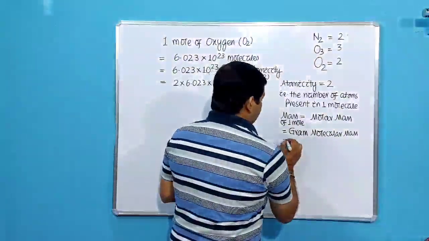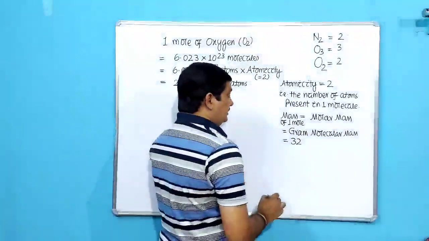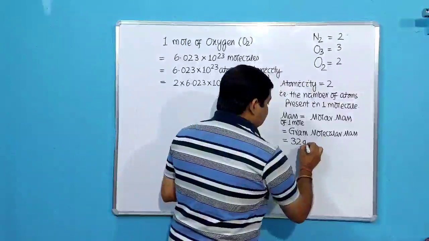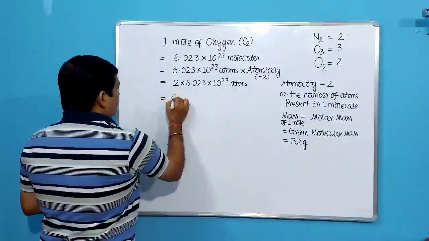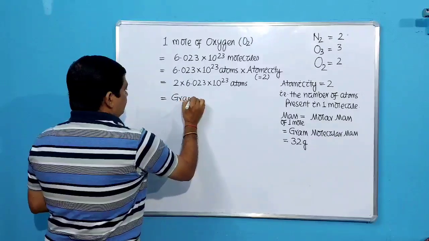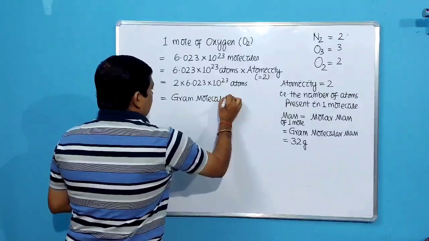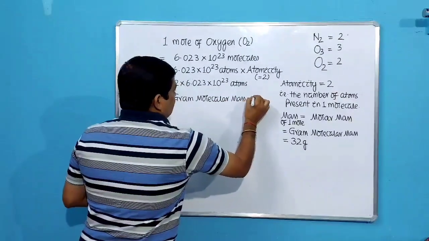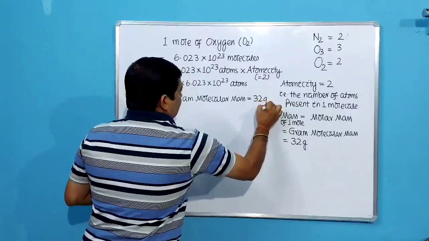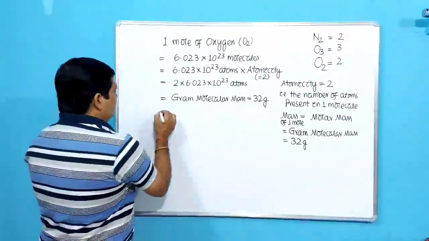So what is the gram molecular mass of oxygen? Oxygen has a molecular mass of 32, so gram molecular mass means 32 gram. 1 mole of any substance is equal to 1 gram molecular mass. So in the case of oxygen, it is equal to 32 gram.